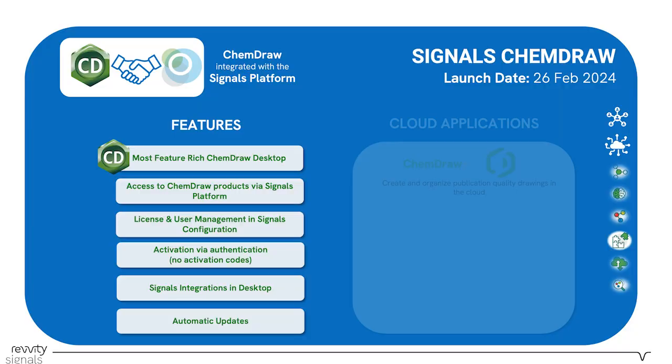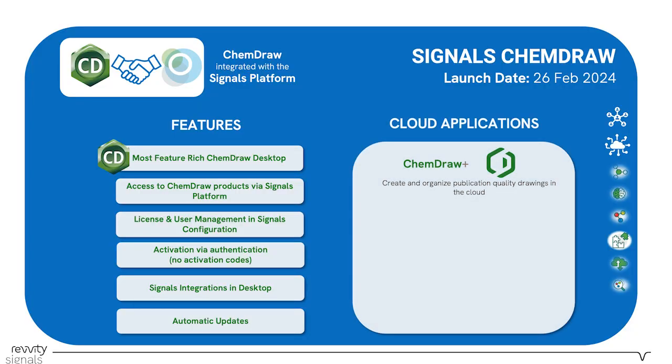It's a hybrid suite, so there is a full-fledged desktop version. You're not losing anything, you're just gaining all the recent features that we have been working on. And you're also benefiting from a glimpse, a first step into the next step of evolution of ChemDraw, which is all the cloud applications. That means ChemDraw Plus.